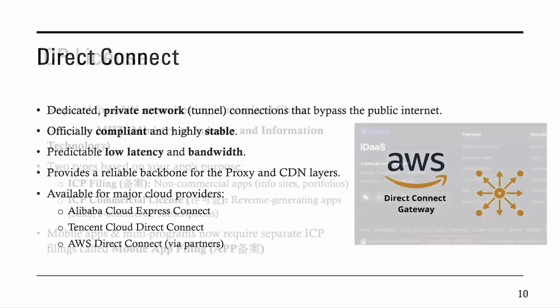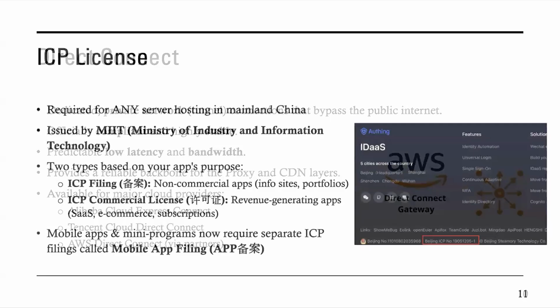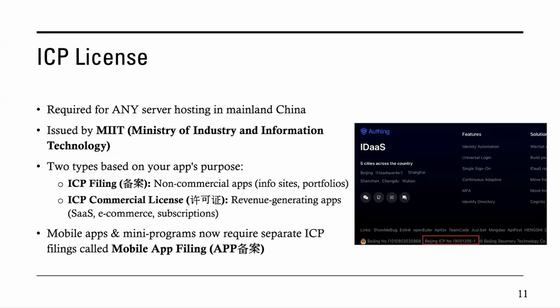As I mentioned previously, in order to establish Direct Connect, you need to get the license. And that license is called the ICP license, right? Basically, the ICP license is required for any server hosted in mainland China. And it could be a proxy or it could be an actual server. It's issued by the government body called the Ministry of Industry and Information Technology, MIIT.